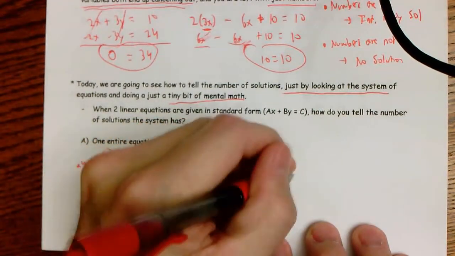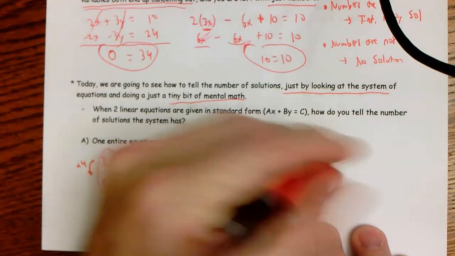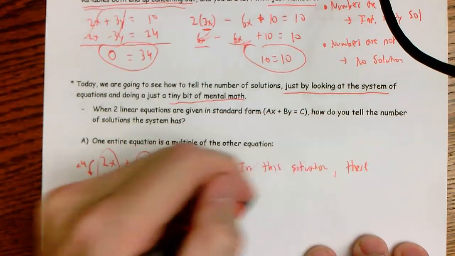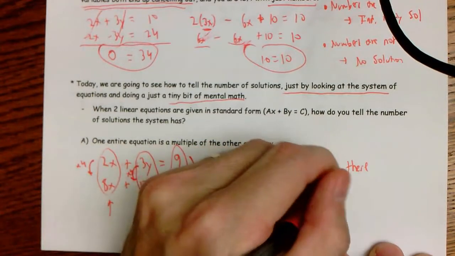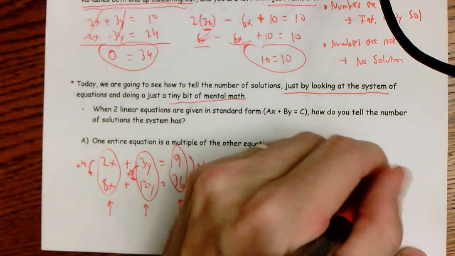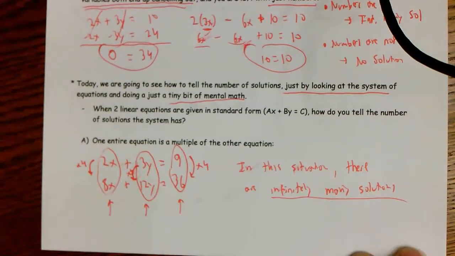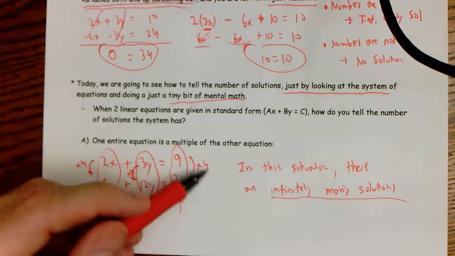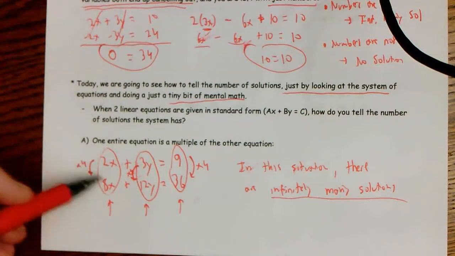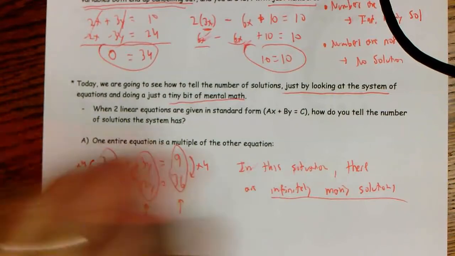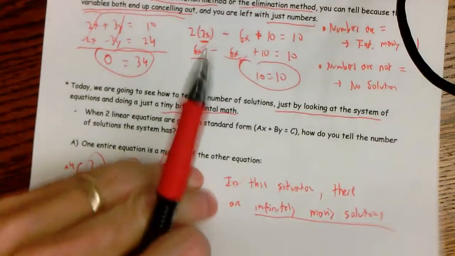In this situation, there are infinitely many solutions. These two equations are actually the same equation. If you graph them, they would be the same line. Taking an equation and multiplying it by 4 or any number does not change the equation. So because they're actually the same equation, there's infinitely many solutions. Let's go to the back.